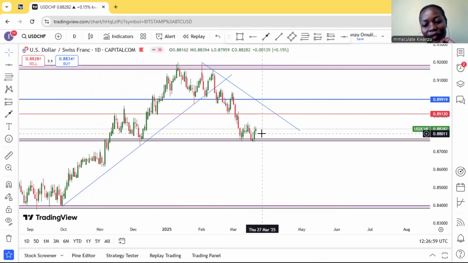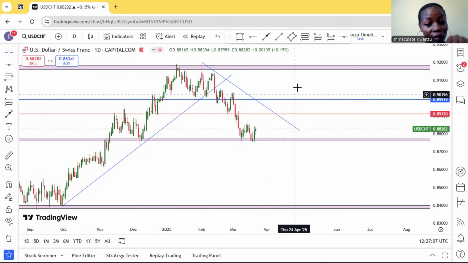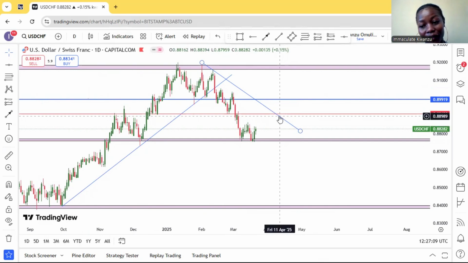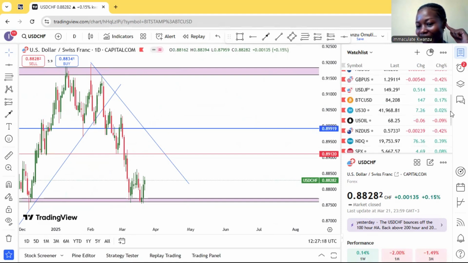Okay, so for me, I'll definitely wait for the break and retest of this key level for bears, or the break of this trend line if we're gonna go bullish. It looks like a long time, but I promise you it's not. Okay, so the next is US30, which has been my favorite.